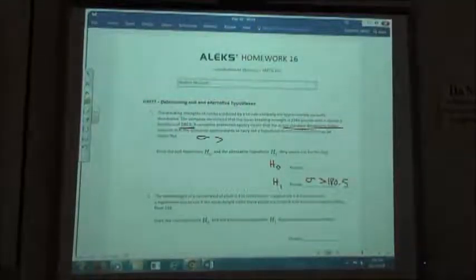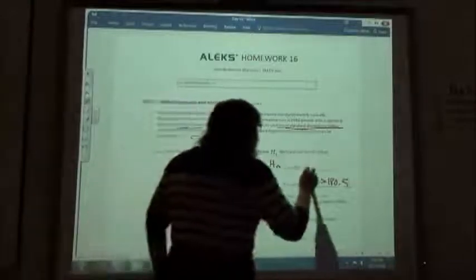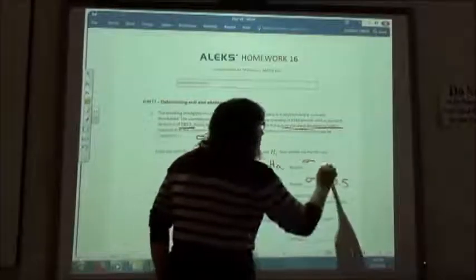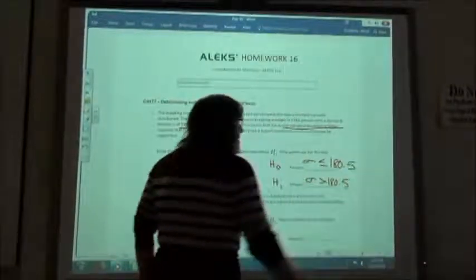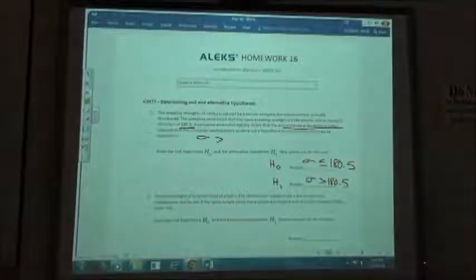My null hypothesis then is the opposite of what I have there. My standard deviation would be less than or equal to the 180.5. The null always has the equal sign in it. So whether that's part of the word problem or if it's the inverse, the one with the equal always goes in for the null.